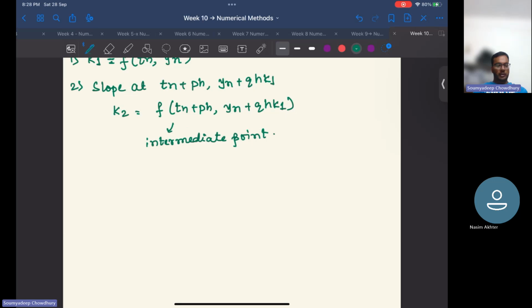So now, in order to find the slope at this intermediate point, first we need to know what that point is. What is the coordinate of the point? It is Tn plus PH and Yn plus QH K1, right? So for that, we need to find out P and Q. K1 is known to us, Tn, Yn, H, everything is known to us. So we need to determine P and Q, right?